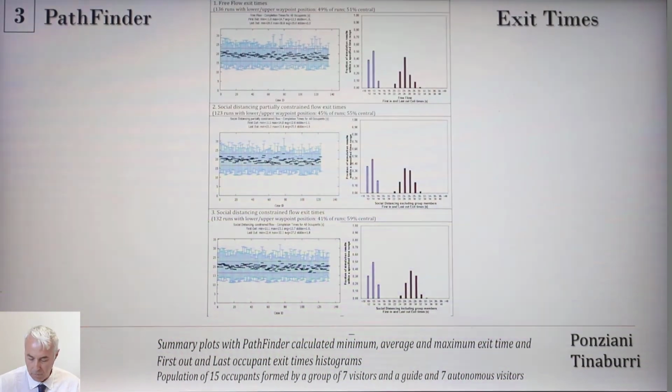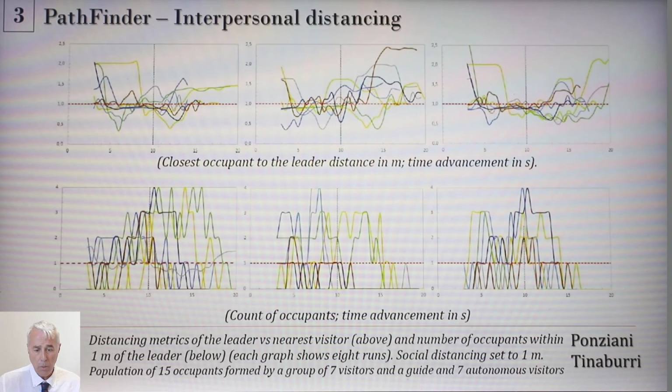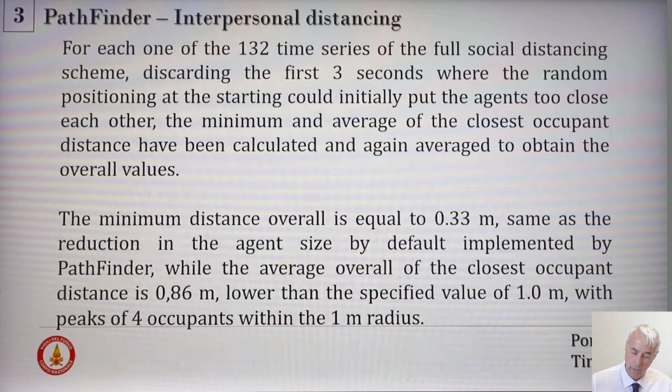Histograms are also reported. The interpersonal distancing shows some cases where the interpersonal constraint is totally followed, and some cases where people move inside the interpersonal distance. And there is also the count of occupants inside the distance set. This is good for quickly visualizing the end results of the simulations, and especially when using this kind of simulation, we need statistical data that have to be assessed.